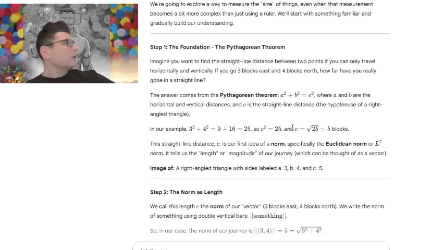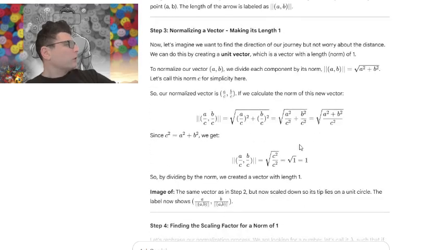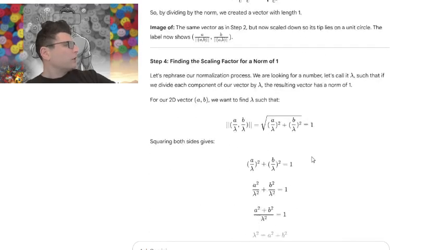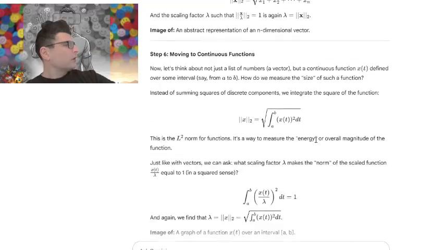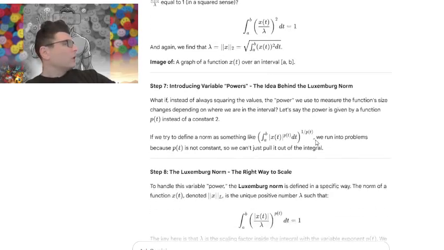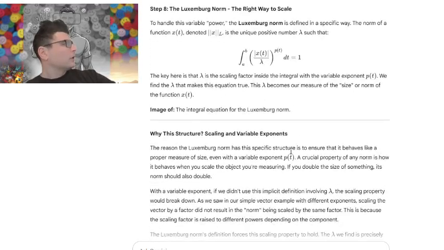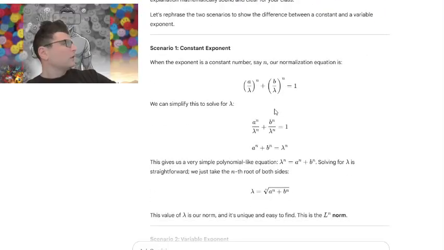Let's just do a summary here of what we were saying. Finding the scalar factor. This was my entire summary that I did earlier, but there's no one here, so I won't bother you with that. Luxemburg norm. In the scenario where we've got a constant exponent, this is quite easy because the norm is just the nth root of the sum of each of these terms. Like a squared plus b squared is c squared, all you have to do is take the square root of c squared, right?